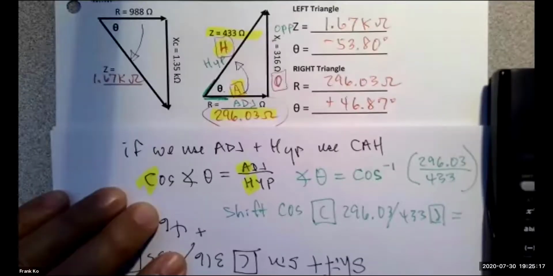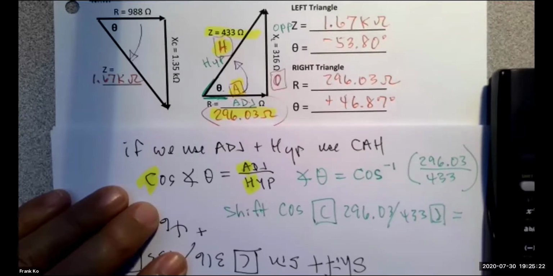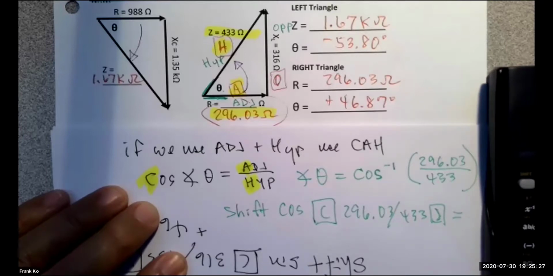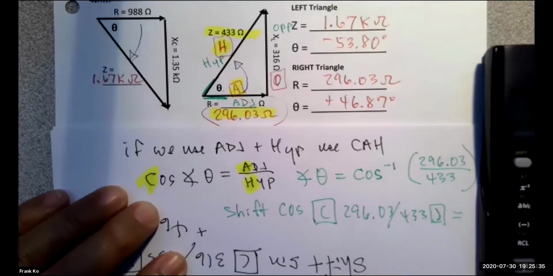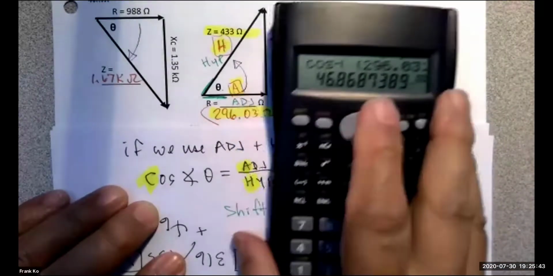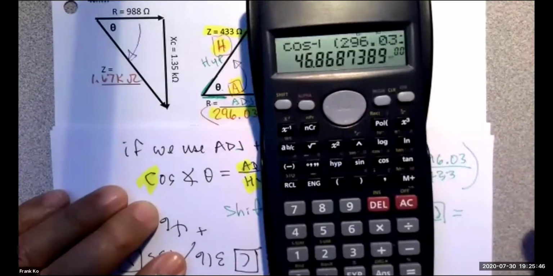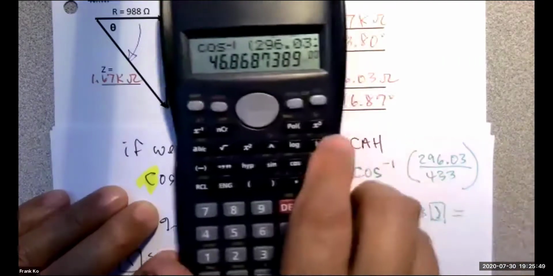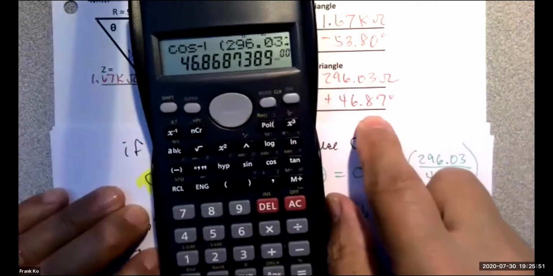Yeah, I'm putting it into my calculator right now. Shift cosine, open parentheses, 296.03 divide by 433, close parentheses. What do I get? 46.87. 46.87 is what you would write down on a piece of paper. And isn't that the same value we wrote down earlier, yes?